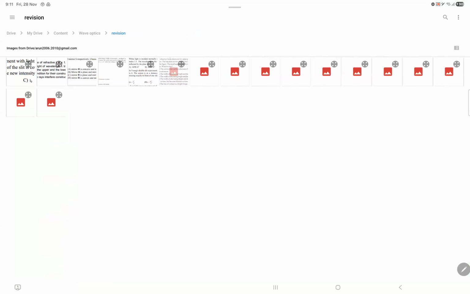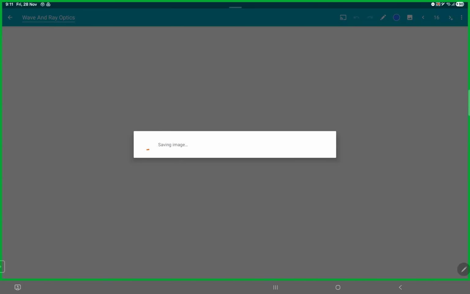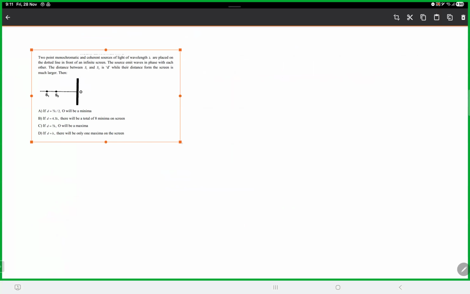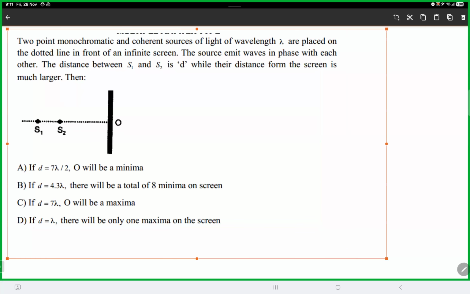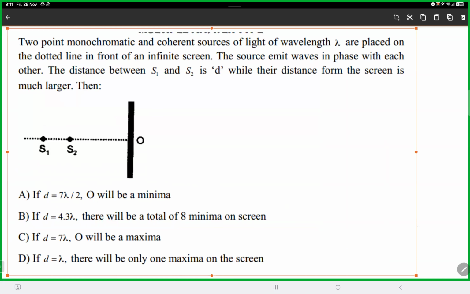So that's one thing about wavefronts. This is another good one. Hope you guys remember. Number of maximas, number of minimas.